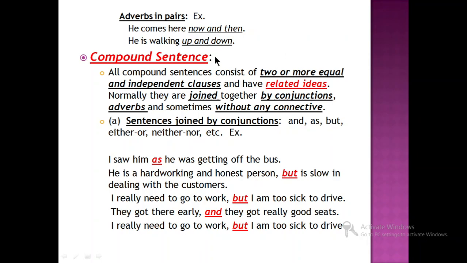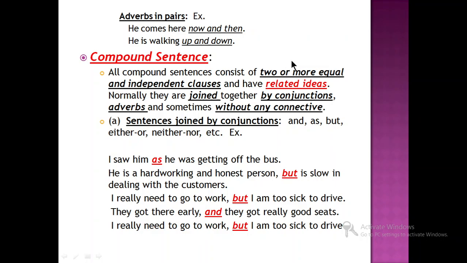Okay? आगे लेके चलते हैं कंपाउंड सेंटेंसेस. जैसा मैंने बोला था, कंपाउंड सेंटेंसेस are those sentences which are joined by one another but without having any dependency, independency है. All compound sentences consist of two or more equal and independent clauses. Equal means वैल्यू में बराबर, independent means किसी के ऊपर आधारित ना हो. Clauses and have related ideas, और उनके जो आइडियाज हैं दोनों सेंटेंसेस के एक दूसरे से कहीं रिलेट करते हैं, दोज आर कॉल्ड कंपाउंड सेंटेंसेस.